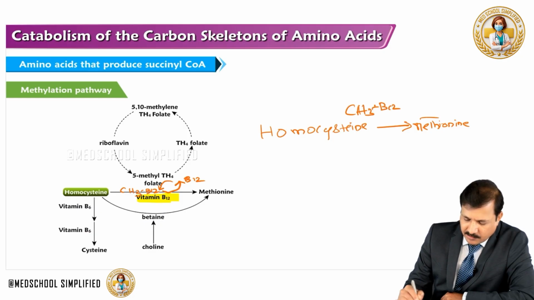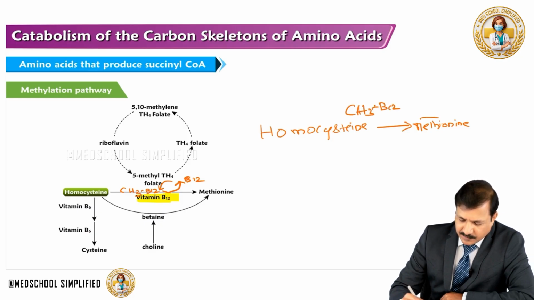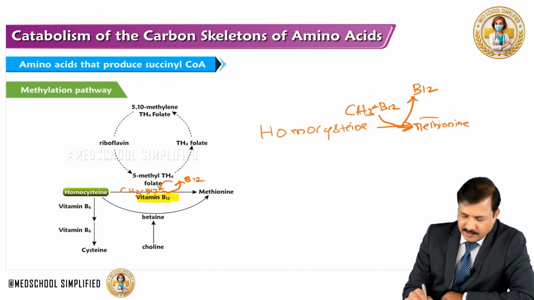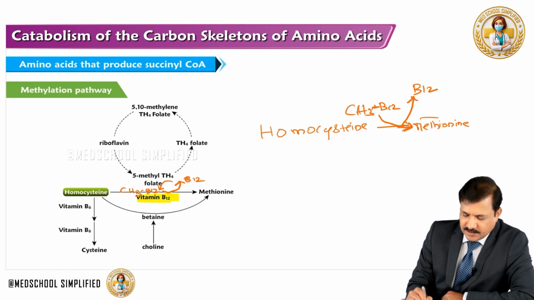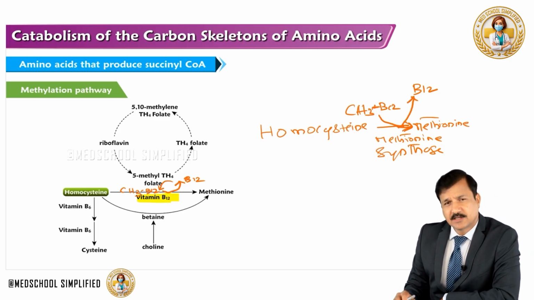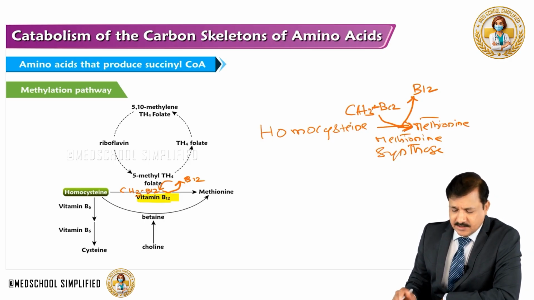CH3B12, that is methylcobalamin, is giving that methyl group to methionine and going out of this reaction as just B12, cobalamin. Methylcobalamin is giving the methyl group, that's the methylation process done by methionine synthase enzyme. Methionine synthase, it's a transferase enzyme. It is going to transfer the methyl group. Homocysteine methyltransferase, that's another name of methionine synthase.